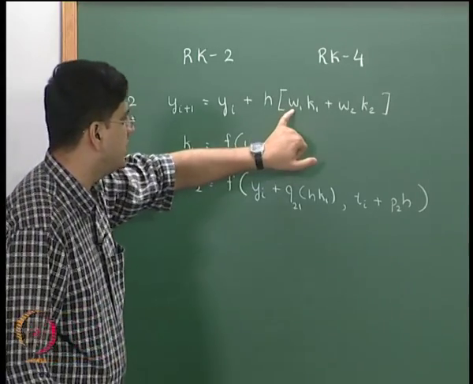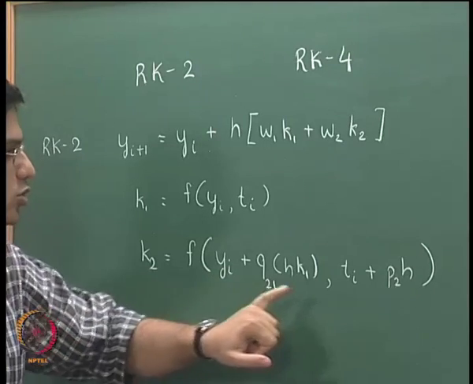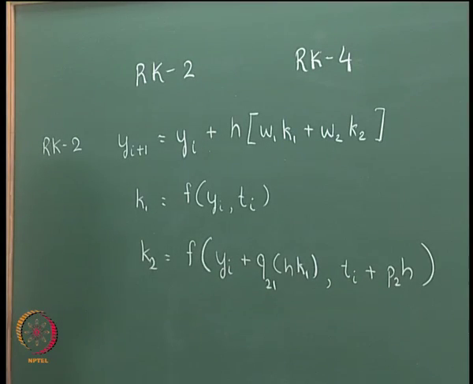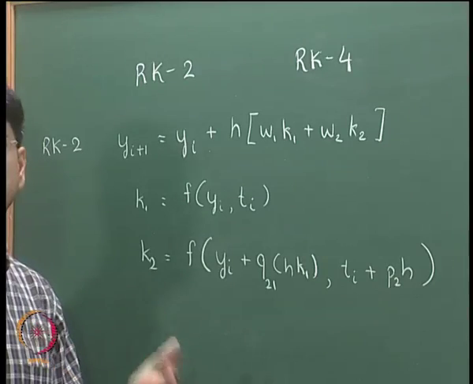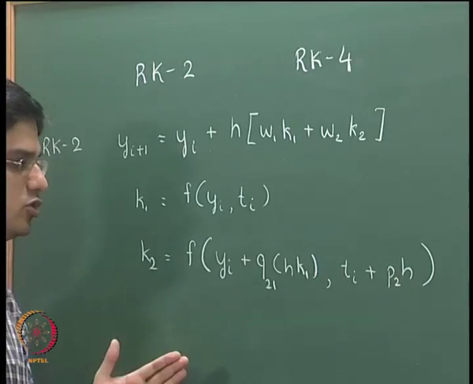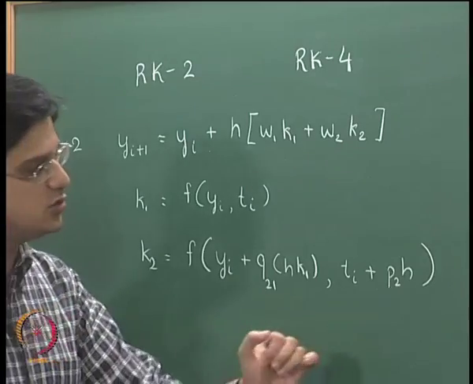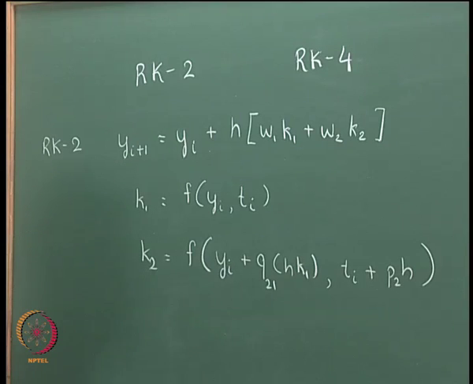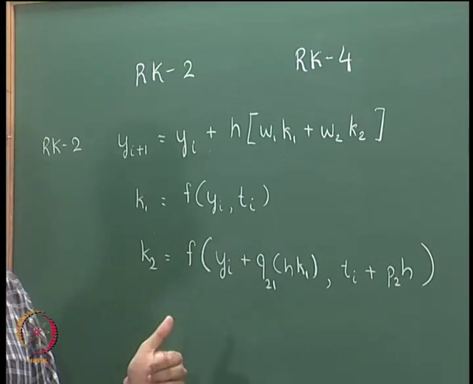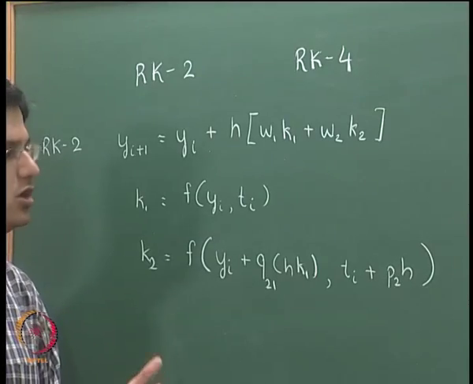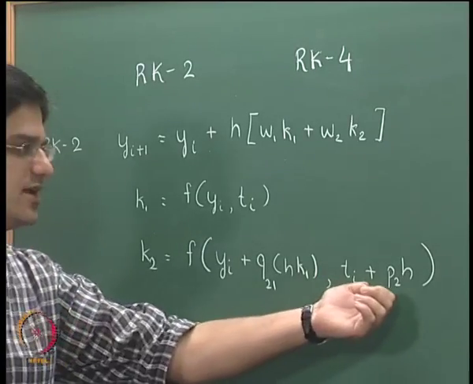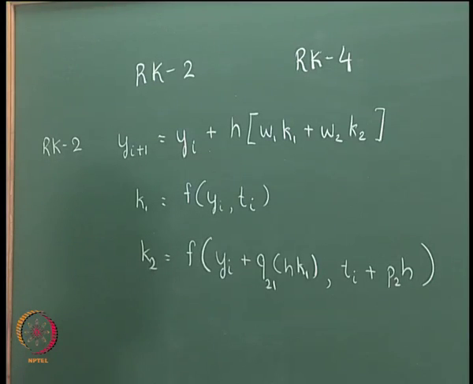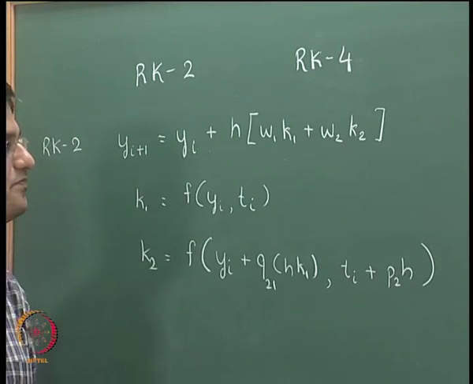These weights w1, w2, q21 and p2 are related to each other based on certain rules. Those rules were w1 plus w2 equal to 1, w2 multiplied by q21 equal to half, w2 multiplied by p2 equal to half. These were the three rules that we obtained. We have three equations for 4 unknowns. That means one of those values we can choose on our own. Usually we tend to choose our value p2, and based on that we have looked at three different variants of the RK2 method: the midpoint method, Heun's method, and Ralston's method.